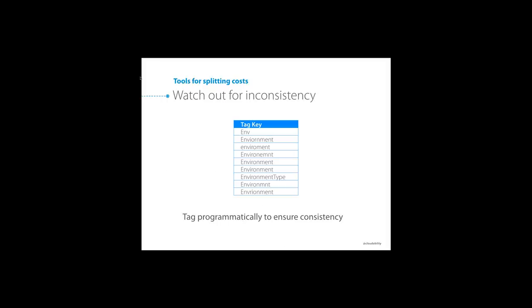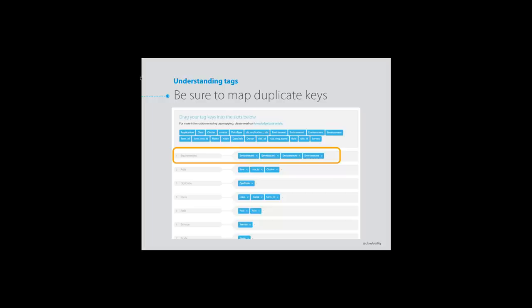You'll also want to watch out for inconsistency when you do your tagging. Cloudability has monitored, I think, well over 1 million different instances now, and we've seen a lot of different ways that people can spell things like environments. So you want to make sure to be very consistent, and if possible, tag programmatically to ensure that consistency. If you do end up with some inconsistency, though, we do offer some tag mapping tools that will let you combine multiple keys that should go together into a single dimension.